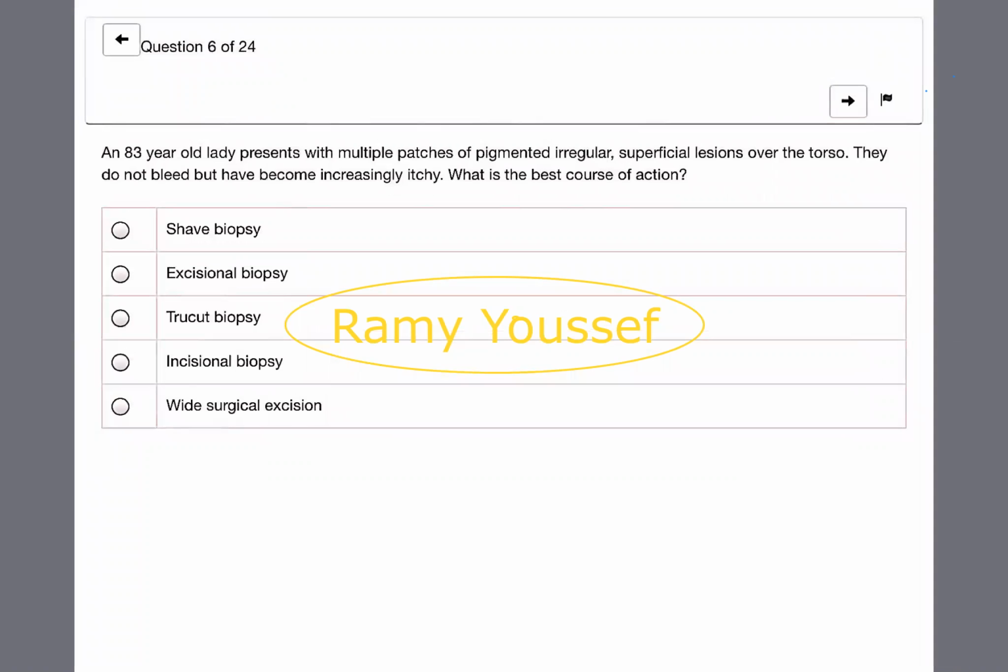An 83-year-old lady presents with multiple patches of pigmented irregular superficial lesions over the torso. They don't bleed, but have become increasingly itchy. What's the best course of action? What's your diagnosis?